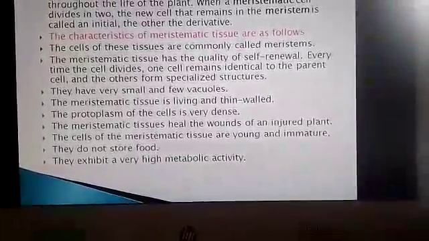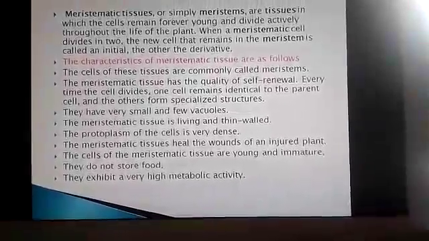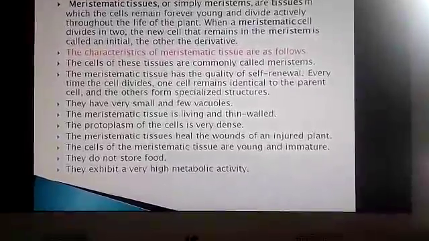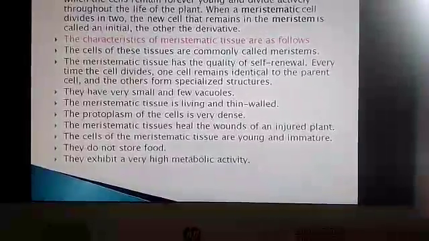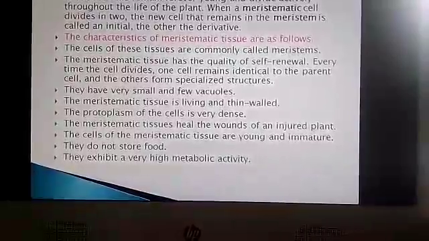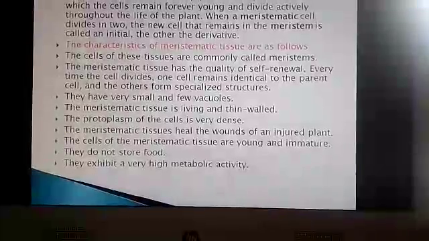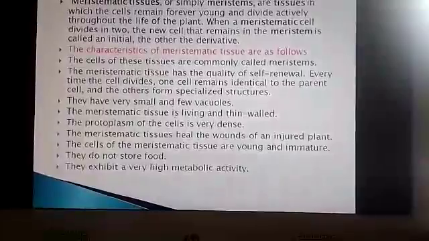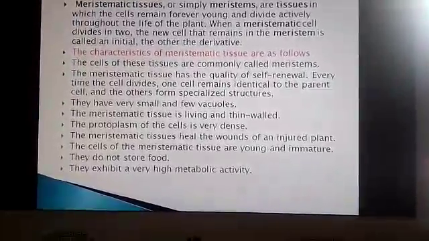Meristematic tissues heal the wounds of an injured plant. Injured means if there is any physical or chemical damage to the tissue, the meristematic tissue heals the wounds. Suppose there is a cut on the plant, the cells divide in the meristem and then develop into new tissues where the damage happened.